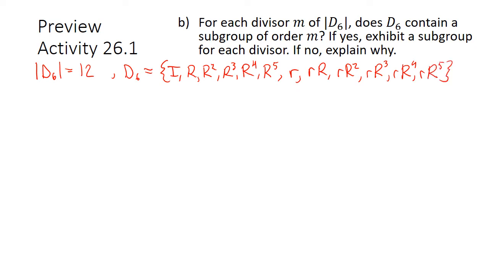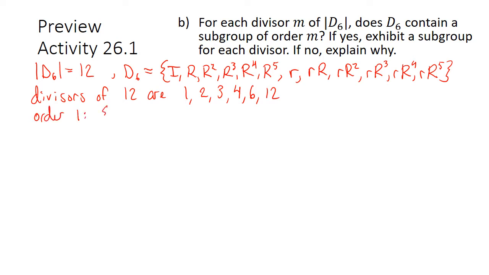Okay, and then so the divisors of 12 are 1, 2, 3, 4, 6, and 12. Okay, so there is a subgroup of order 1, which is just the identity. There is one of order 2, in fact there's a whole bunch. So each of those reflections will be a subgroup with the identity.